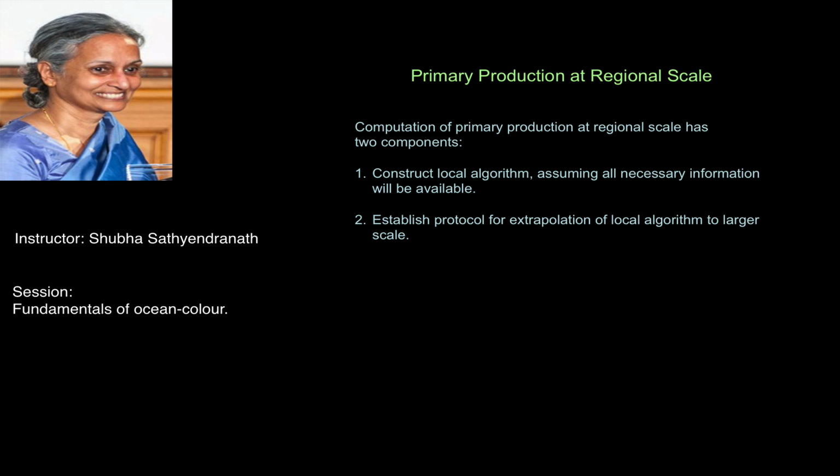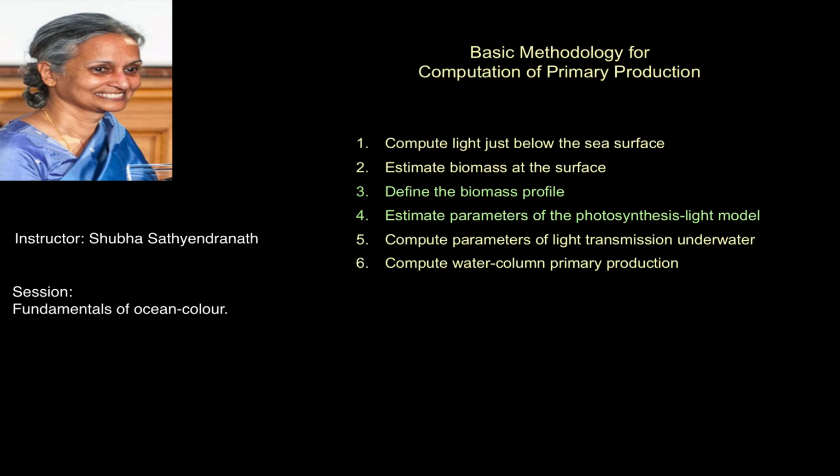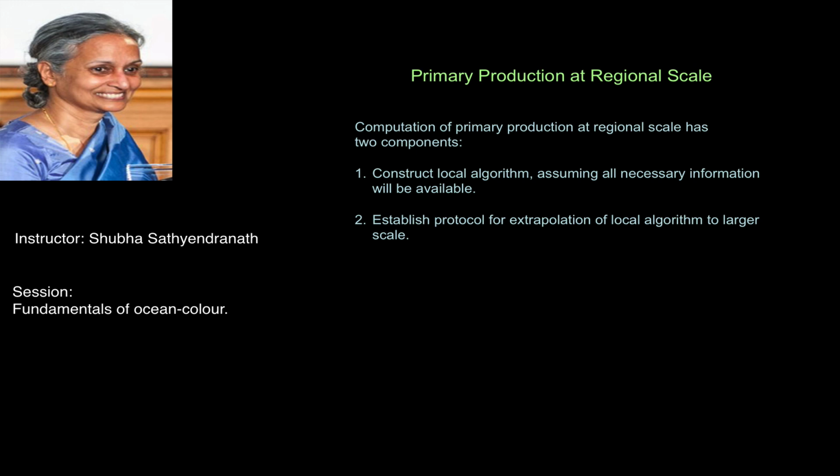The problem is that these parameters, especially the photosynthetic parameters, are not readily available everywhere at all times for you to do global primary production on a daily basis. So it's useful to break down the problem into two components. First one is to construct a local algorithm which you are satisfied with, and then satisfy yourself that it works locally when you have all the information needed to drive your model. That means have all the parameters for your model.